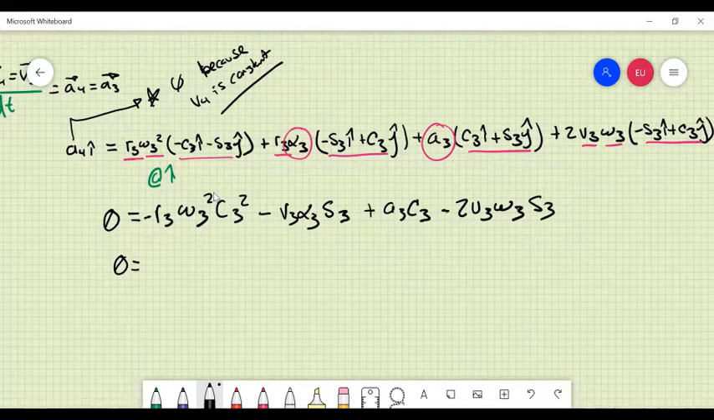Why do we have cos 3 squared at the beginning? Why is it squared? Oh no, that's not squared. There you go. Okay. Thank you, Fer.